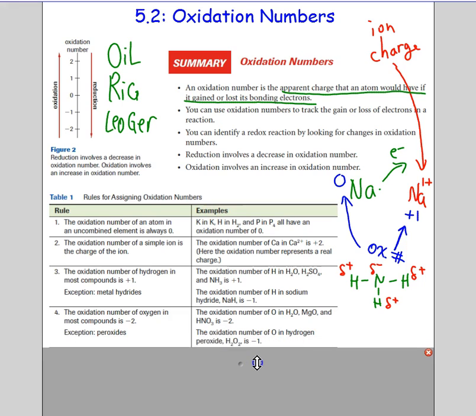Fourth rule is for the element oxygen. For oxygen, in most cases, its oxidation number or oxidation state is -2. If we look at some molecules, water, nitric acid, these are molecular compounds. There's no ions in them in their pure form, so there's no charge, but should the oxygen atom gain its bonding electrons, it would have an apparent charge of -2.